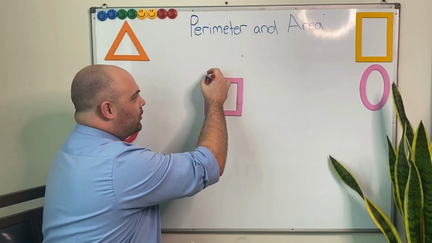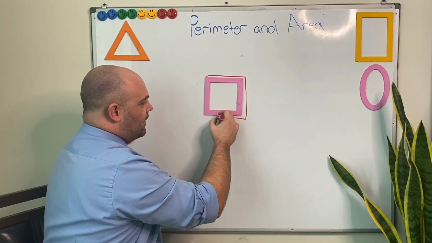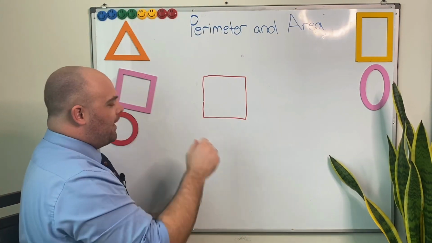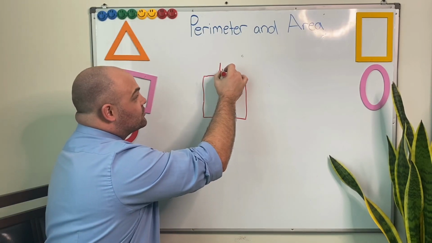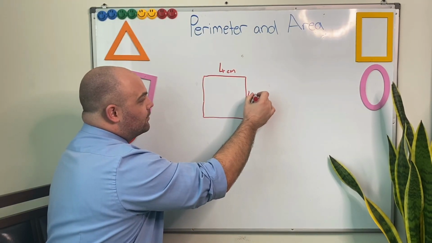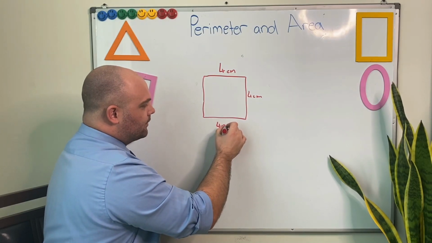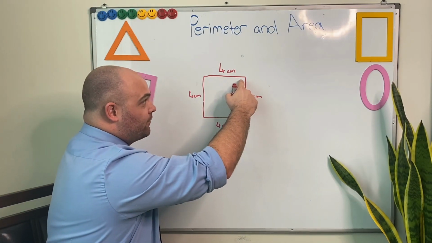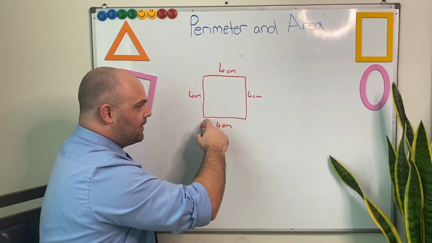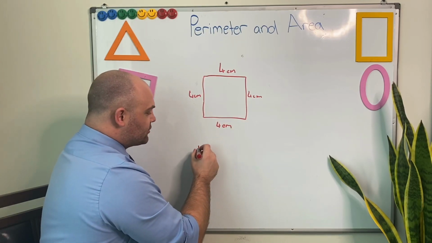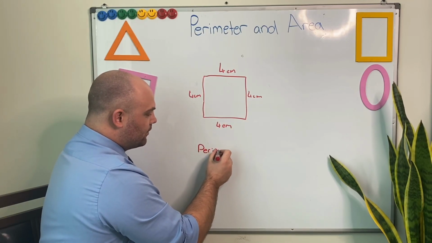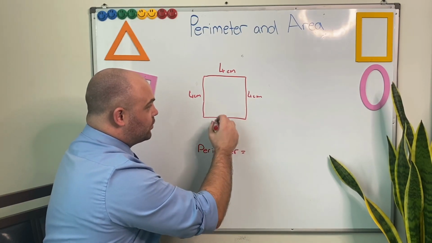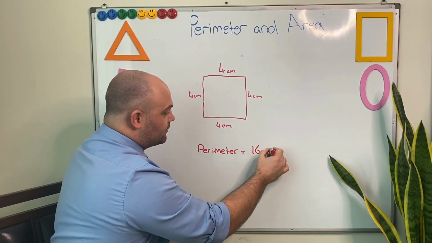All right. If I had a look at this square and I wanted to find the perimeter, I would look at the total distance around the outside of the shape. If it was a square and each of these sides was 4 centimeters, what would the perimeter be? Well, this leg would be 4, then 8, then 12, and then 16. So the perimeter is equal to 4, 8, 12, 16 centimeters.